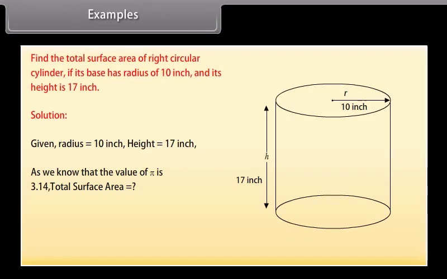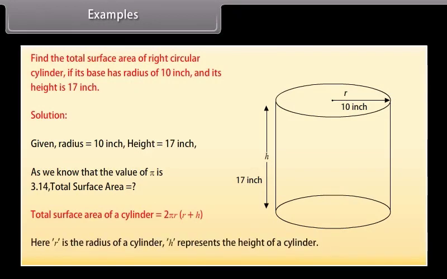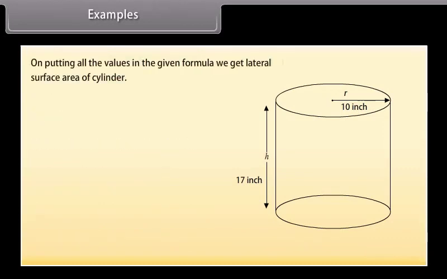We know that the formula for finding the total surface area of a cylinder is given by: total surface area of a cylinder is equal to 2 pi r into r plus h. Here r is the radius of a cylinder and h represents the height of a cylinder. On putting all the values in the given formula, we get the total surface area of a cylinder is equal to 2 pi r into r plus h.